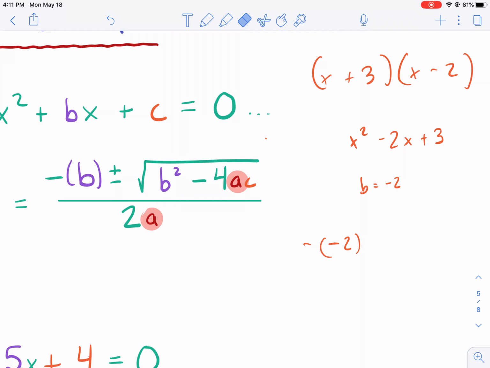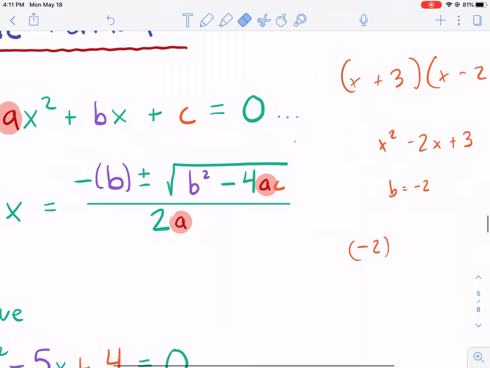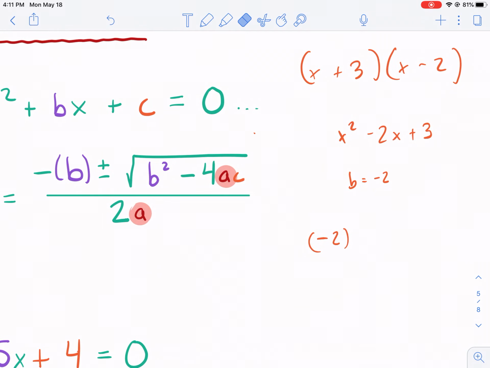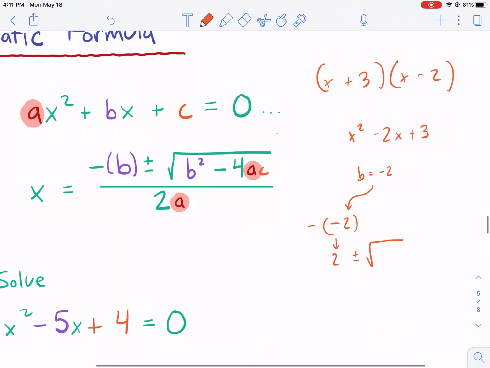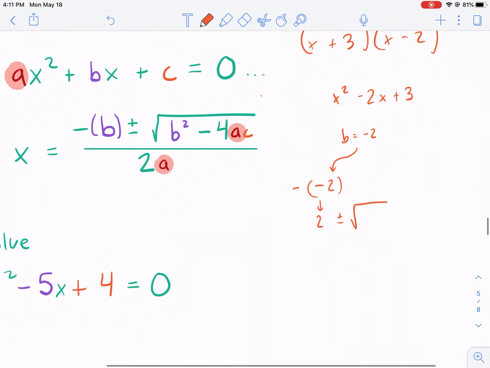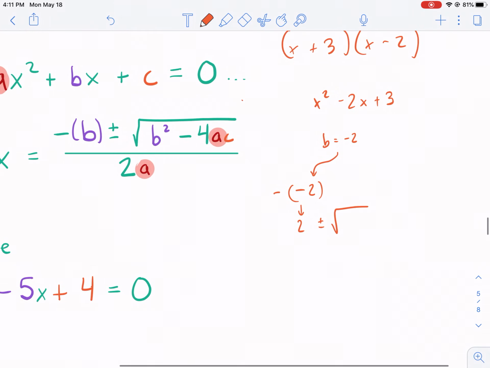A lot of times my students see negative b, and because the 2 is already negative, they just leave it alone, but that's not the case. You need to make it the opposite sign. So if b is negative 2, it ends up becoming positive 2 by the time you're done, and then plus or minus all of this. It's very important that you make the b negative no matter what value it is. If it's negative, it becomes positive. If it's positive, then it becomes negative.